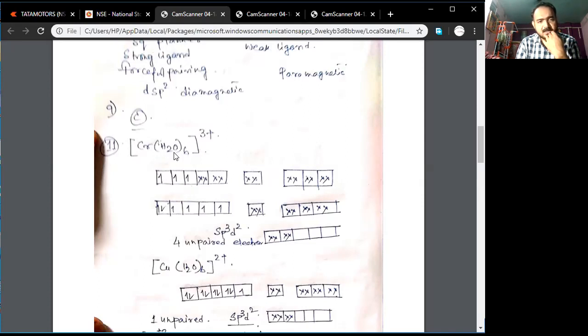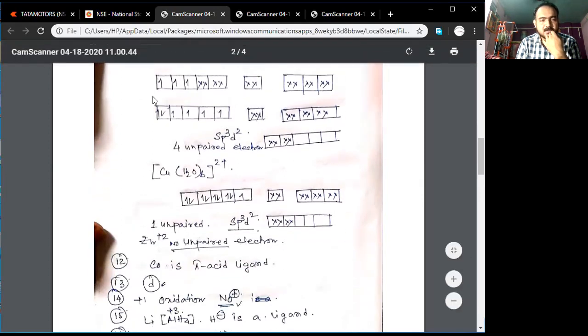So 6 H2O ligands are present. 1 H2O ligand will give 2 electrons. 6 H2O ligands will give 12 electrons. So 2, 4, 6, 8, 10, 12. So there are 3 unpaired electrons, so the paramagnetism is such that the magnetic moment becomes 3.92.